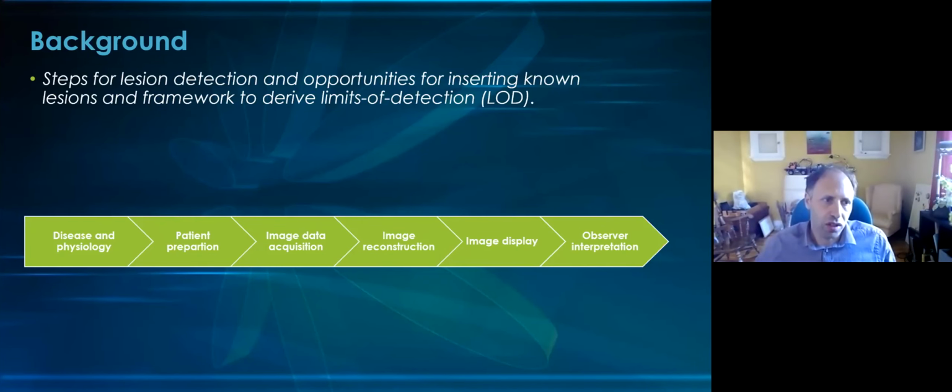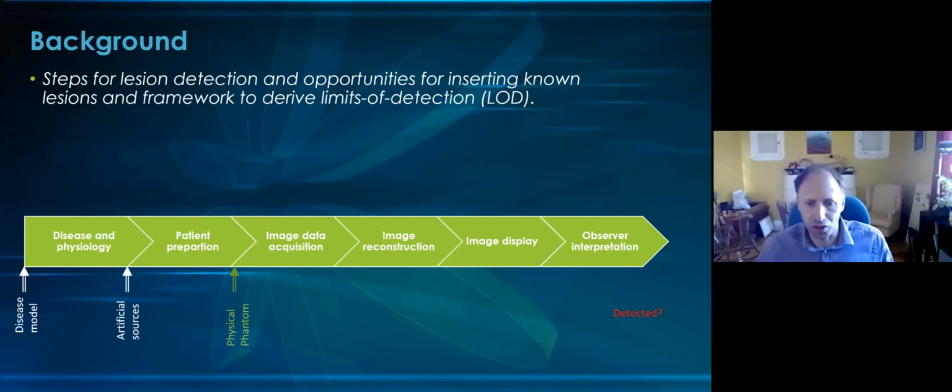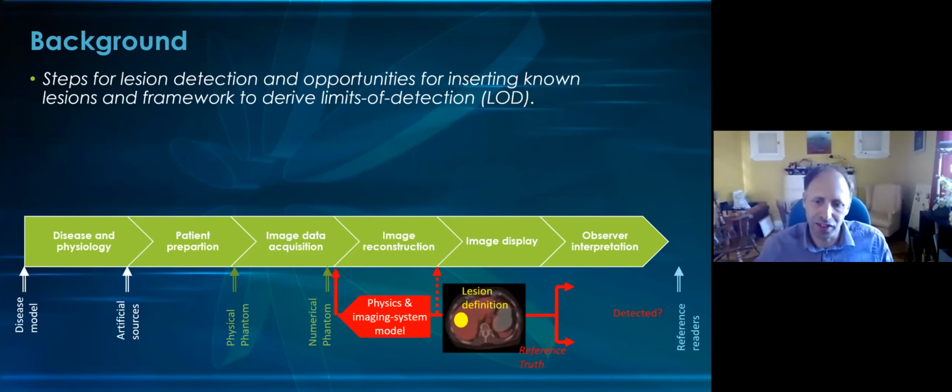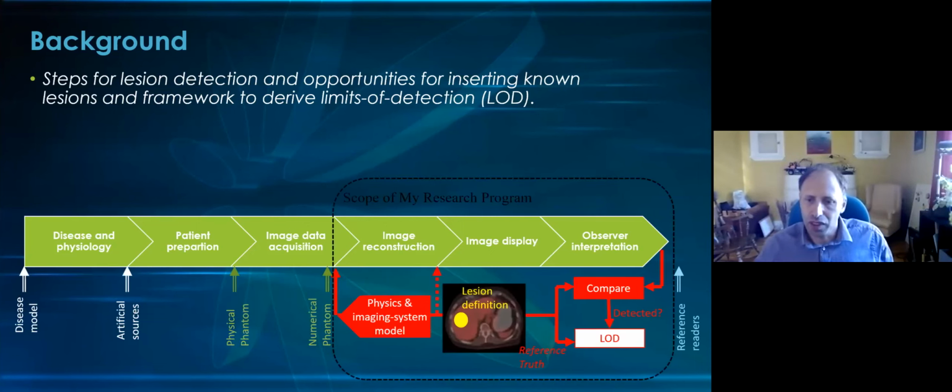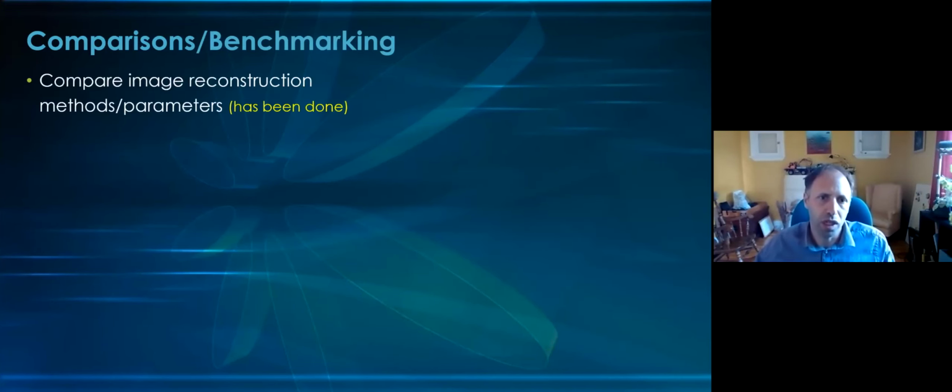So how do we use all this? Like I showed this, sorry, the animation wasn't supposed to be here. This is the scope of the research. So it's in image reconstruction, image display, and observer interpretation that I'm looking to use synthetic lesions to tease out improvements for detecting lesions, both with human observers and with AI.